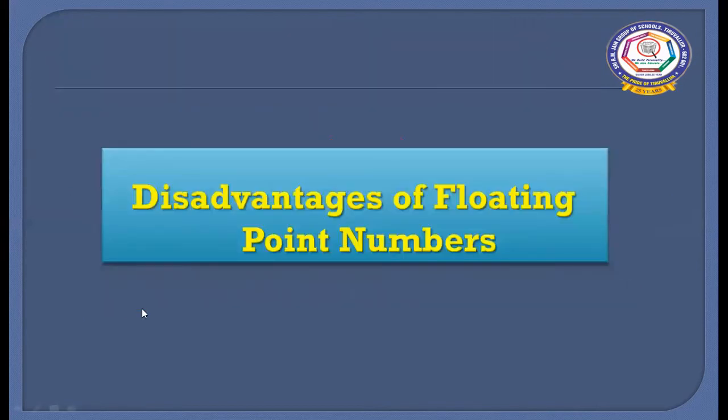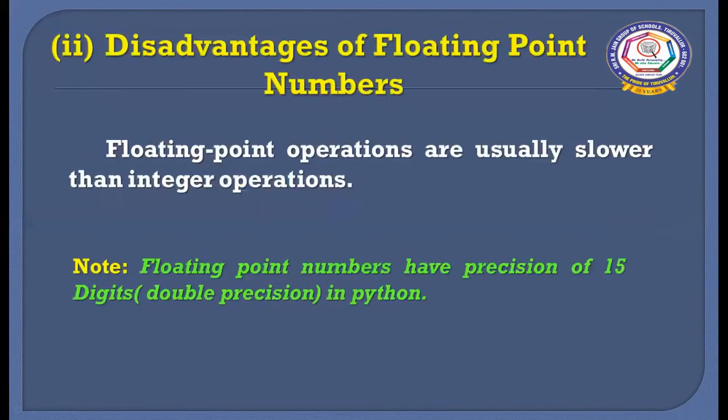So we have some disadvantages of using floating point numbers. These are the disadvantages. Floating point operations are usually slower than integer operations, because it has a precision value of 15 digits. So when you are doing calculations with floating point values, it becomes slower when compared to integer operations.